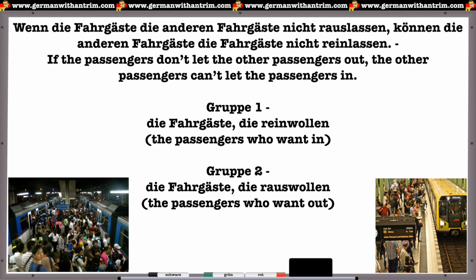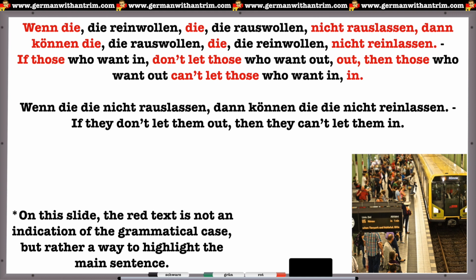Now we're ready to finally have an overview of the whole sentence. Wenn die reinwollen, die rauswollen, nicht rauslassen, dann können die rauswollen, die reinwollen, nicht reinlassen. If those who want in don't let those who want out, out, then those who want out can't let those who want in. If you look at only the red parts in these sentences and remove all of the relative clauses, you can see the main sentence.